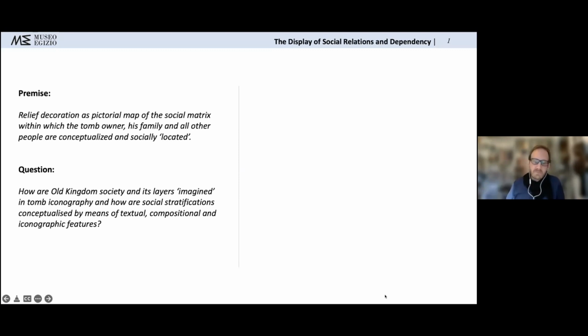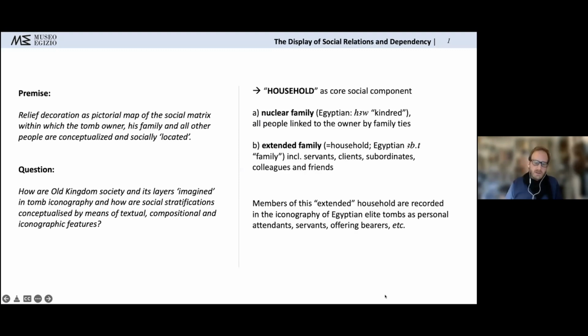The population of the mastaba of Tea can be addressed as a particular social sphere, the household as one core element of identity and belonging. An Egyptian household is generally composed of two parts: a nuclear family, including people linked to the owner by family ties, and an extended family, including servants, clients, subordinates, colleagues, and even friends. Thus, people linked to the patron or to the key figure via personal or economic ties. And all those people appear on the walls of this tomb in the decoration.